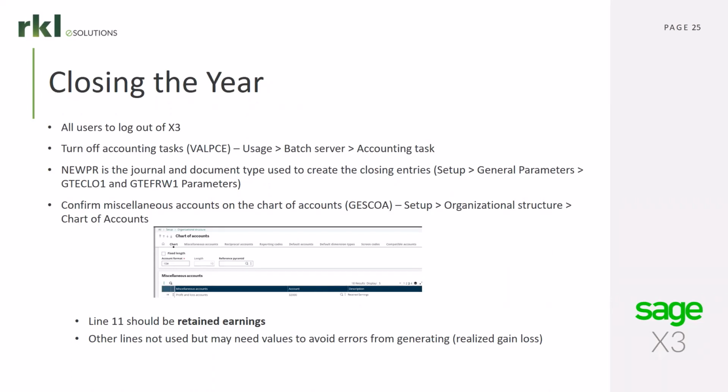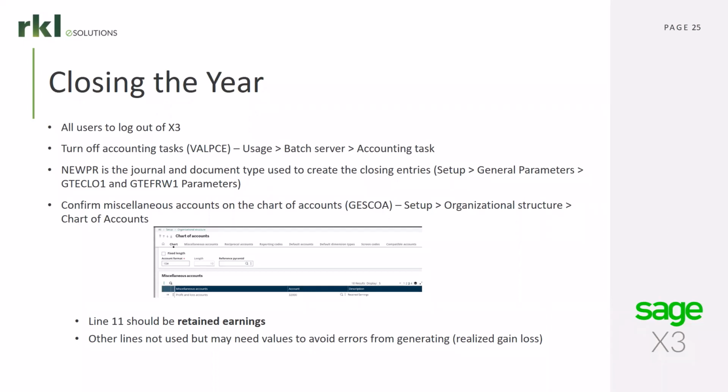Also, if you can turn off or shut down your accounting tasks when you're closing the year, this will also prevent any kind of activity that might affect your financials. During the closing of the year, you're going to be creating document types for the closing entries. NEWPR is the journal code and document type used. If you want to make sure that these are defined, you can go to the setup general parameters and make sure that those parameters I've listed there, the GTEs, have been set up with the NEWPR.